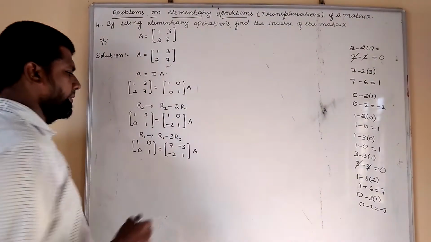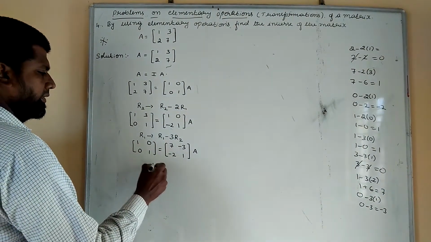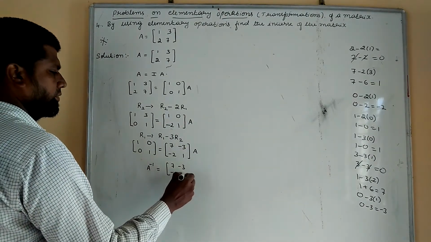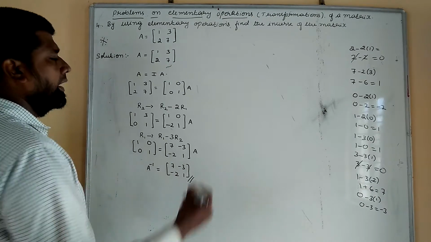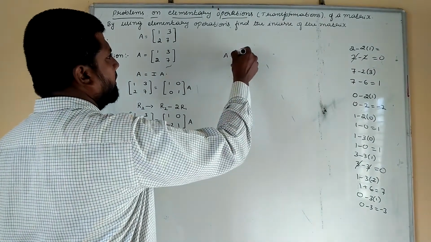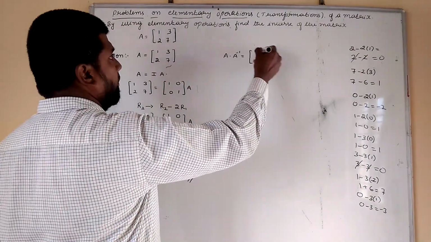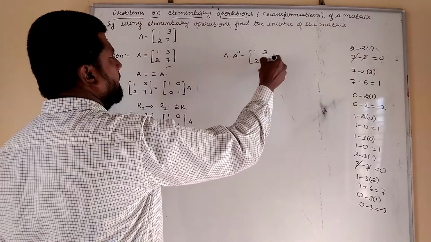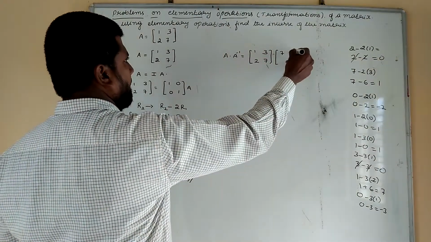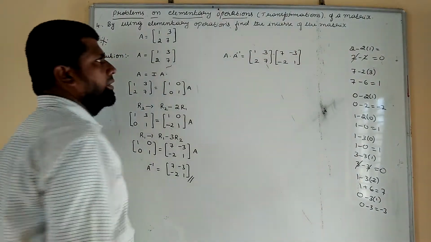You have to write the same. So we got the A inverse. A inverse is equal to 7, minus 3, minus 2, 1. We got this answer. Let us verify this by using A into A inverse. You should get the identity matrix. A is 1, 3, 2, 7. The inverse value is 7, minus 3, minus 2, 1.